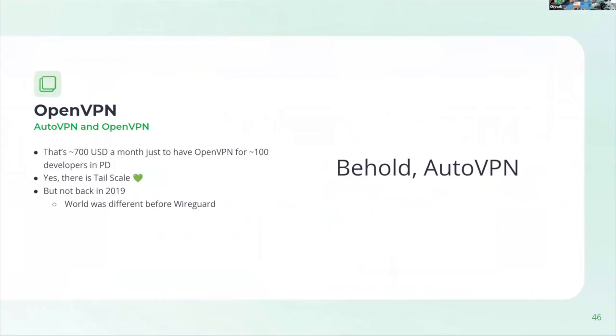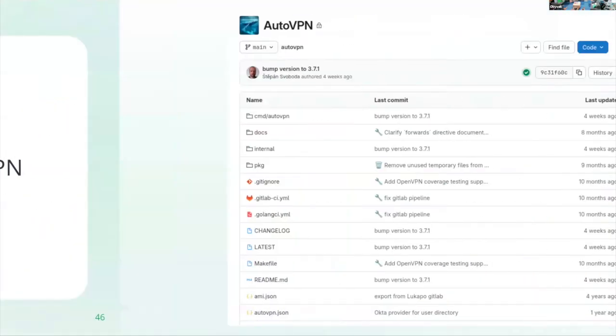So that's why, behold, AutoVPN. And before somebody starts to scream that there is Tailscale, WireGuard, and so on: AutoVPN started in 2019, well before we got confidence in things like WireGuard. So AutoVPN is trying to solve access to the company network using OpenVPN, which back then was pretty much the standard you would use.